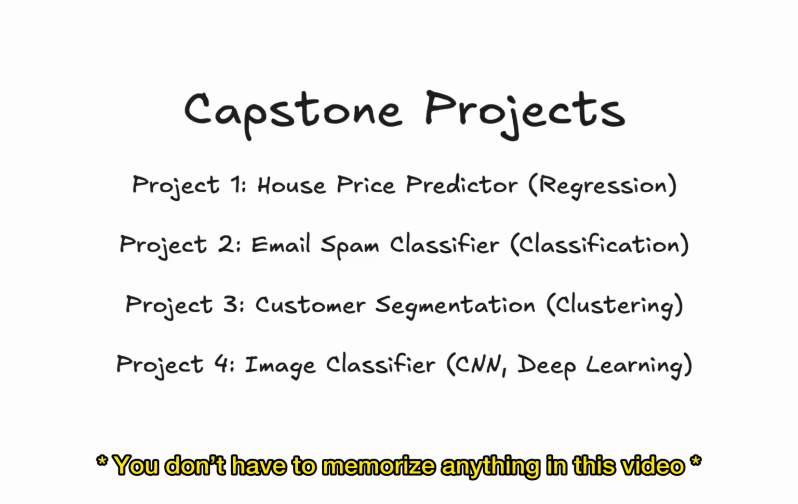For the Capstone projects, you will work on 4 different projects: predicting house prices, detecting spam emails, segmenting customers, and finally recognizing images. Each project demonstrates a different kind of learning: regression, classification, clustering, and deep learning. By finishing these, you will have tangible portfolio projects to show your employers or share on GitHub, like, hey, I did this. And that's it.